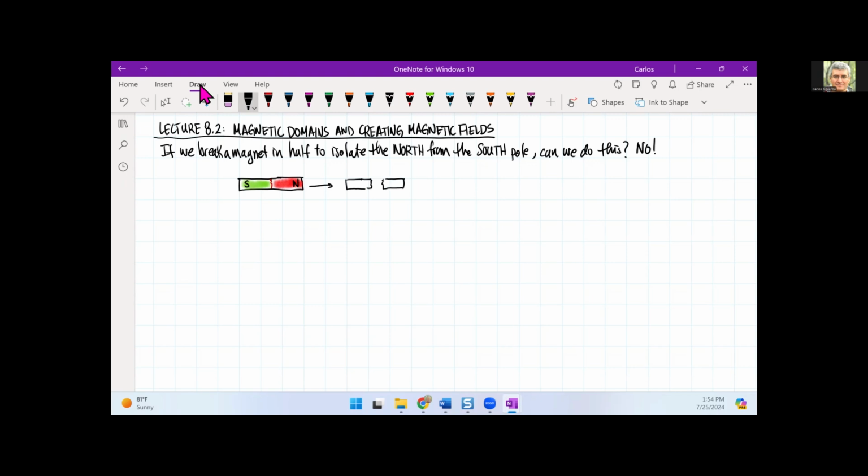But what I find here is that I create two magnets. And then if I continue to break this, and do this again, you're going to find that I get smaller magnets, but they still each have a north and a south pole. So if I continue this process and go all the way to the atomic scale, what do I find?